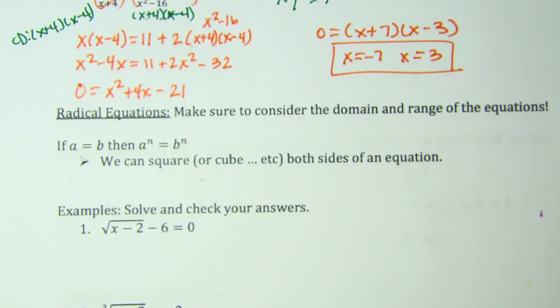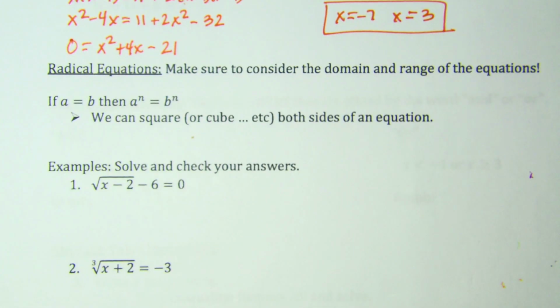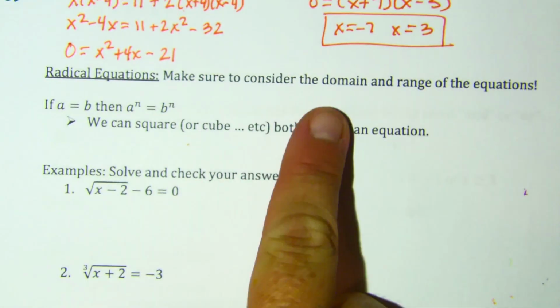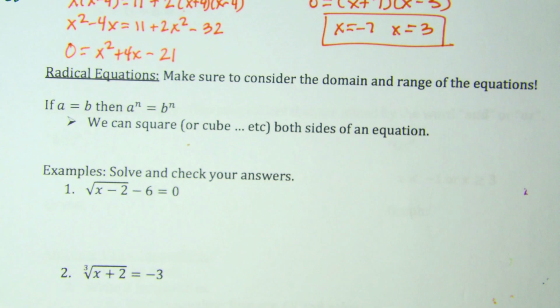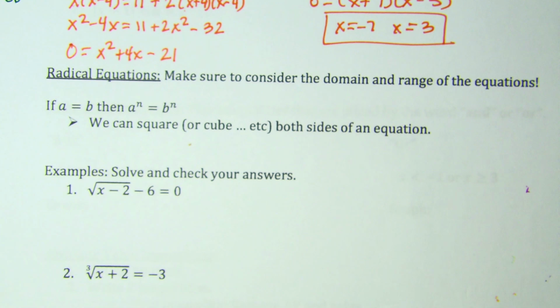We can look now at solving radical equations. And again, we want to consider the domain and range of the equations. So if we are working with square roots, we know we can't take the square root of a negative number because right now we're just working within real numbers. And so we want to make sure that we are careful about that. With cube roots, we can take the cube root of a negative number, so that is okay to have a negative inside there.